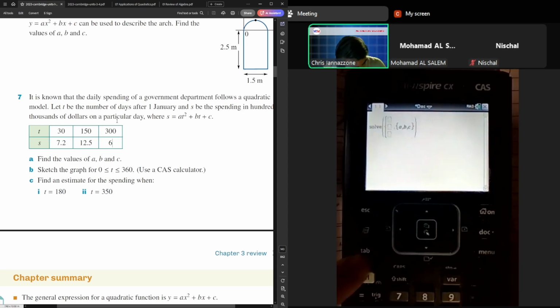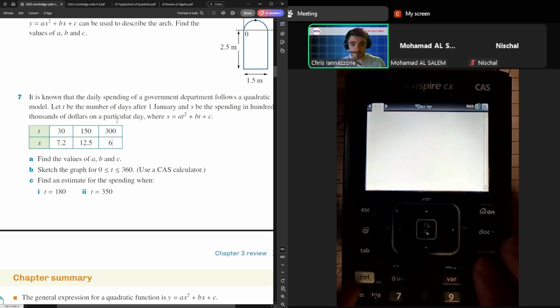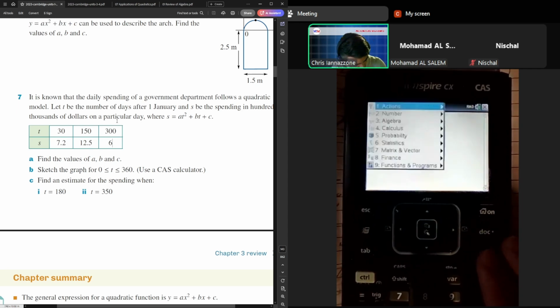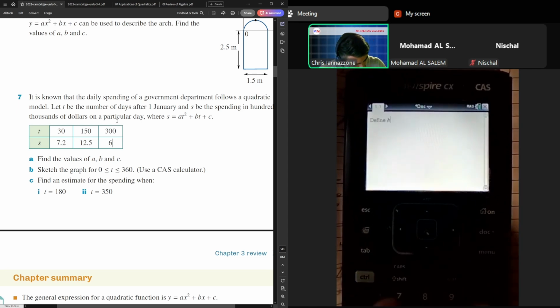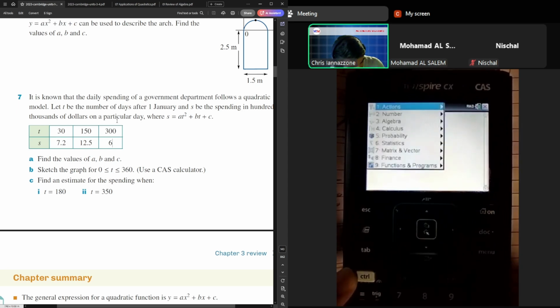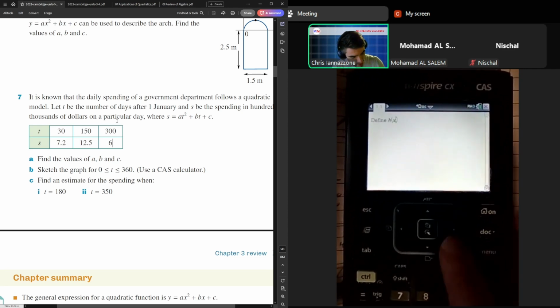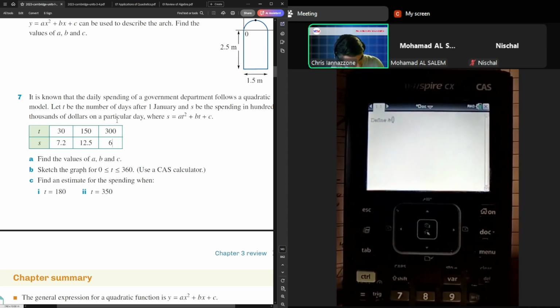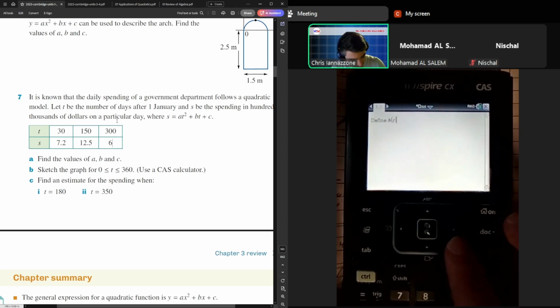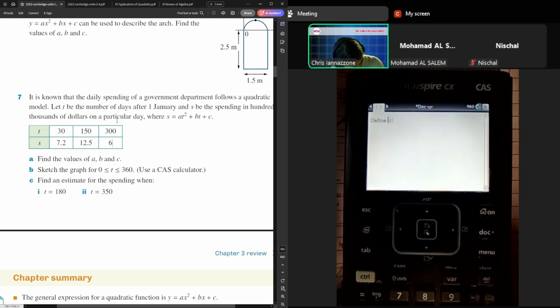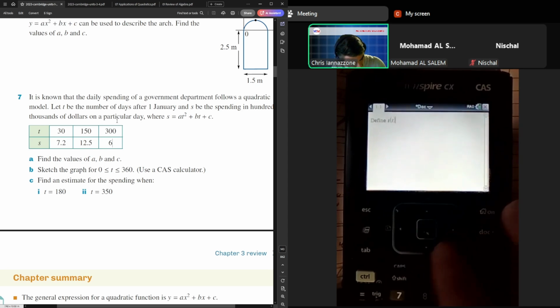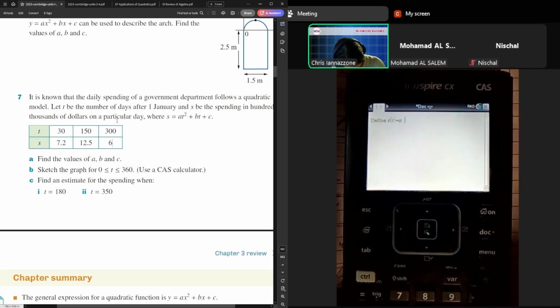Okay, one step before that actually, my bad. To save some time on how you would type this in, I would start by defining the function. So I'll do that a bit slower. Menu 1 for actions and 1 for define. I would call my generic, well, I guess you could use t. So you could even call it s of t just to be really consistent. And we can call that a times t squared plus b times t, and then plus c.